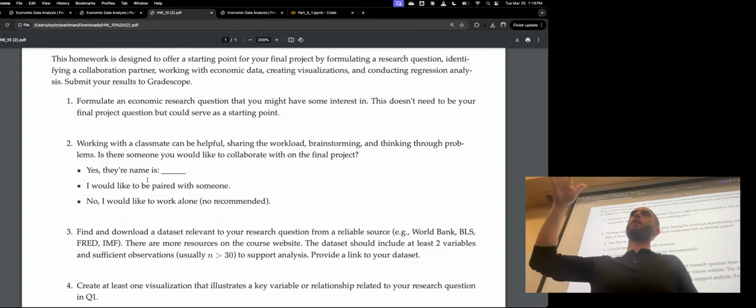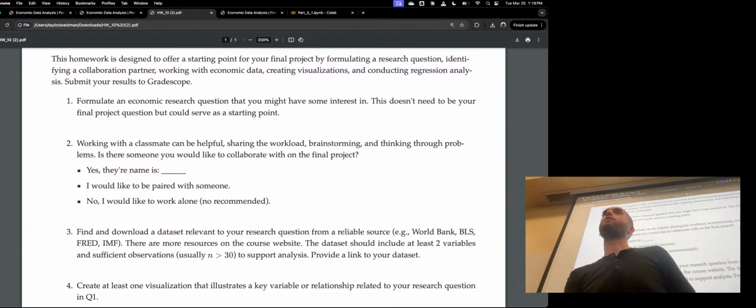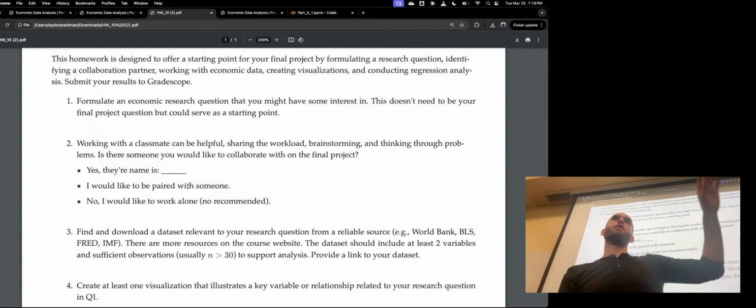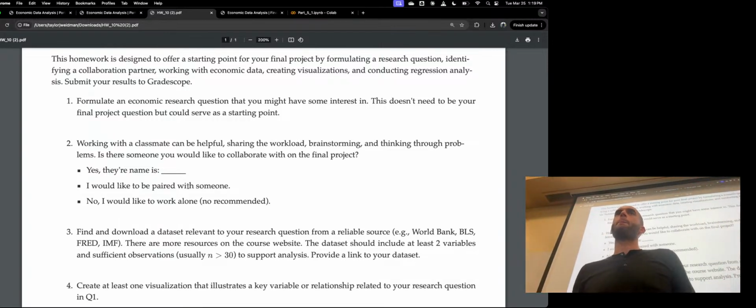So if you have someone, that's great. If you don't have someone, but you know you want to work with someone, put in that you would like to work in a group with someone, but you don't know who it is. And I'm going to do a little back-end work looking at the research topics you submit, and then try to form groups based on research interests. I wouldn't recommend working alone, but you're more than welcome to if that's your choice. So the third option is to work by yourself.